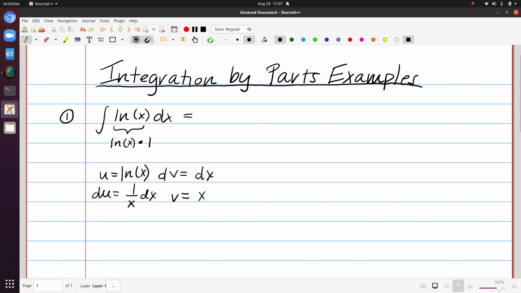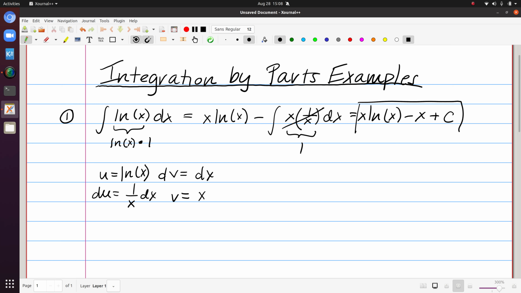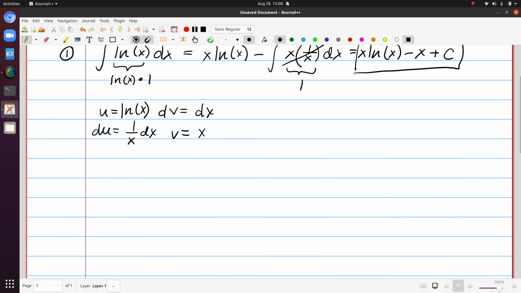So now, again, I multiply u times v, so in this case x ln of x, minus the integral of v du. Of course, in this case, this simplifies to just 1. So I get x ln of x minus x, but I have to put in, again, the plus c for this indefinite integral. So now we see that sometimes we might try to look for writing a function as a product of itself and 1.